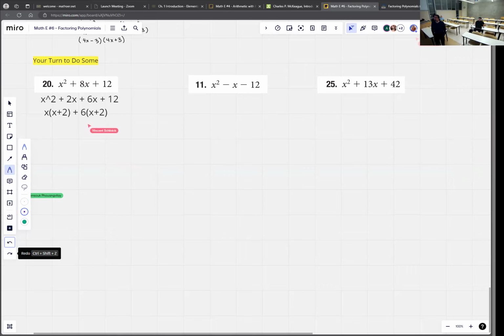So now it should be... Vince is going backwards. You want to be factoring, not multiplying. That's correct, but not what we want.